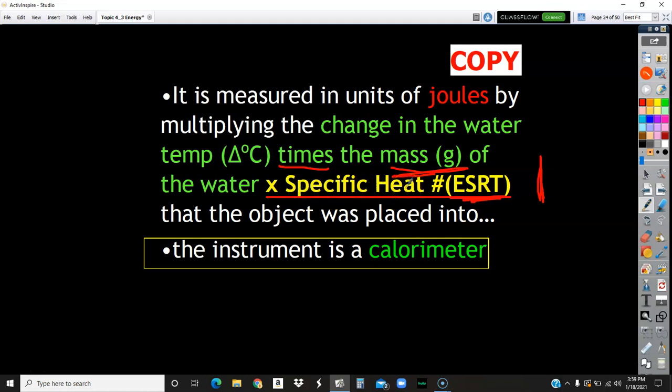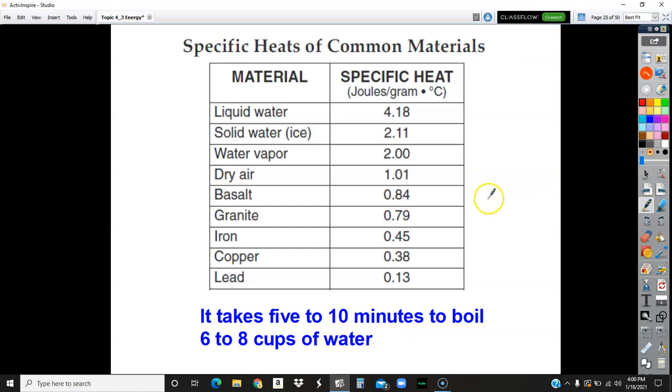So again, I'll go through that one more time. You need to multiply the change in temperature of the water. How many degrees did the water go up or down? Times the mass of the water. How many grams of water do you have? Times the specific heat number of whatever the substance is. In this case, if you're dealing with water, it'd be water. The instrument that's used to measure heat is called a calorimeter. And I have a picture I'll show you of them coming up here in a minute.